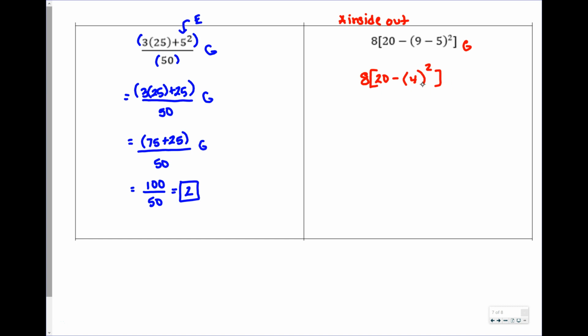Now we're going to deal with more grouping in here. We're going to deal with the exponents because that's within my group. Okay, so keep your grouping symbols, keep the 20, now do exponents because that is what comes next, your exponent in the group. So 4 squared is going to be 16. You still got something in the group, so we can't do anything with the 8 yet. 20 minus 16 becomes 4.